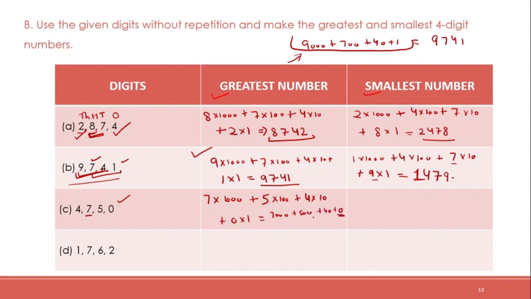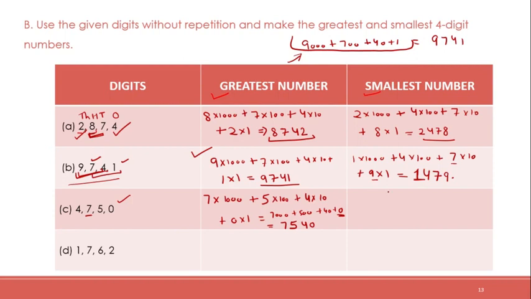This is why I am writing the multiplication here, because of this 0. Okay, 0 into 1 is 0. So the number will be 7540. So this is the greatest number which we can make by using these given digits, right?